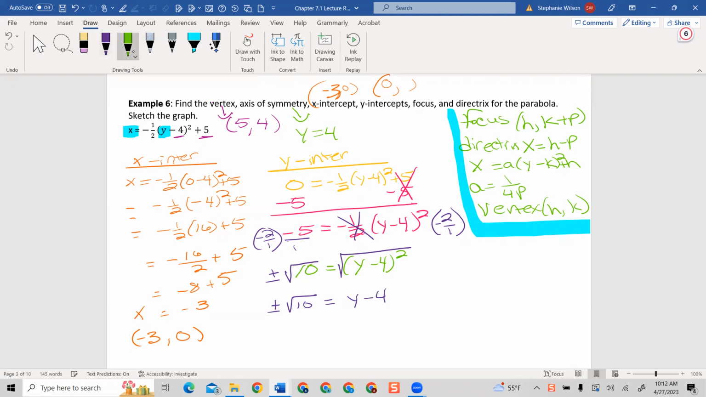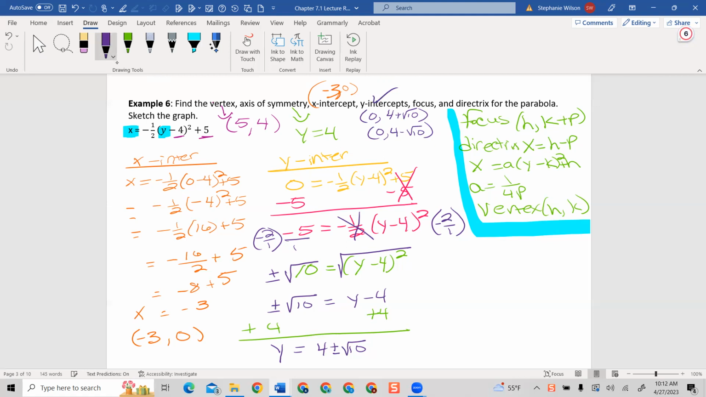Now let's add the 4 to both sides because I want y by itself. I want y to have a positive 1 coefficient and by itself. And I'm going to bring the y to the front. So now I got 4 plus and minus square root of 10. So when I write this ordered pair, I'll write it below. I'm trying to keep it from being too messy. So I know x is 0, and then I get 4 plus square root of 10. And then x is 0, I get 4 minus square root of 10. So that is my y-intercept.